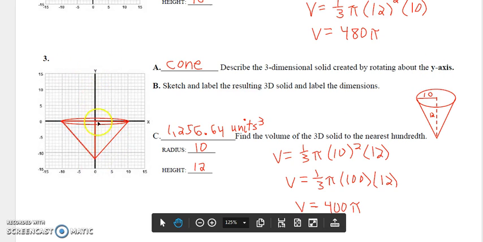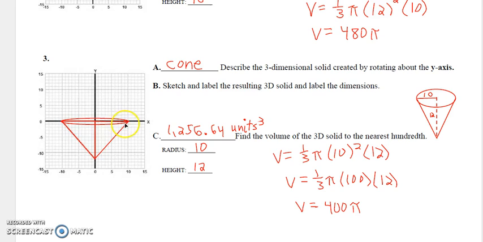Revolving around the y-axis is right here. So I draw in the two triangles. It's just a reflection. This is the side that's perpendicular to the y-axis, so that's going to be my radius. So there's my circle. One circle, it's a cone.